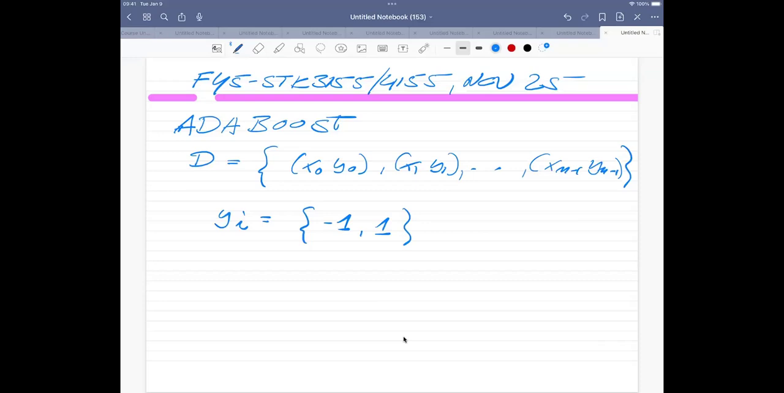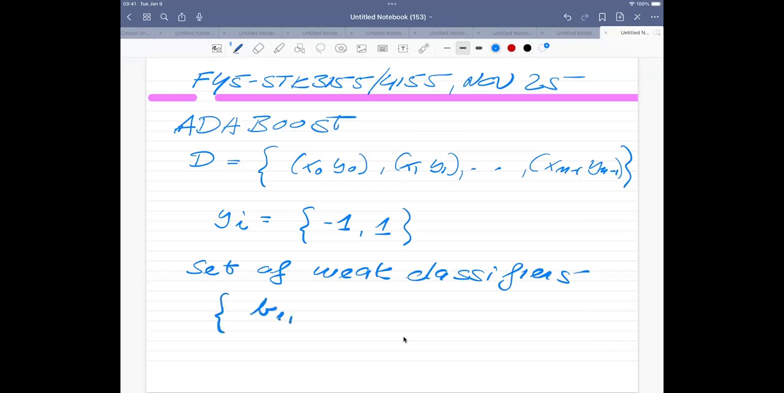Then we are going to define a set of weak classifiers. And this set of weak classifiers are classifiers which we are simply going to label as B1, B2, up to B of M. That's the final classifier. So each one of these classifiers is something you can think of as a tree. So that means that we are going to make M, uppercase letter M, trees.